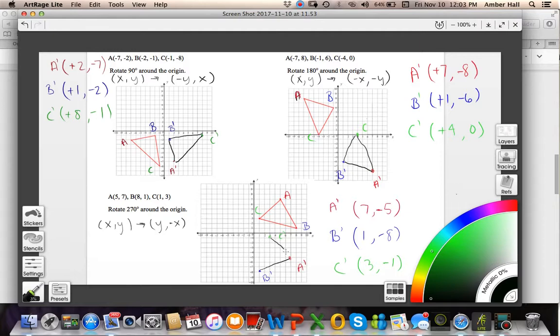We can do our visual check. Are they the same distance away? They sure are. And then we'll finish our notes up on the next video.